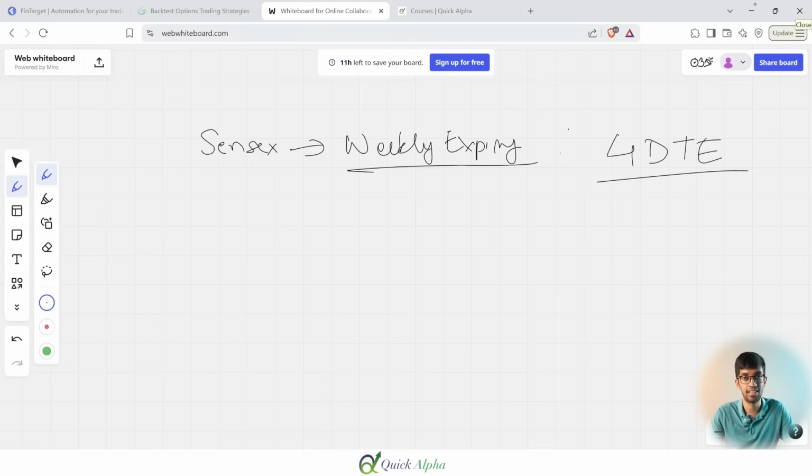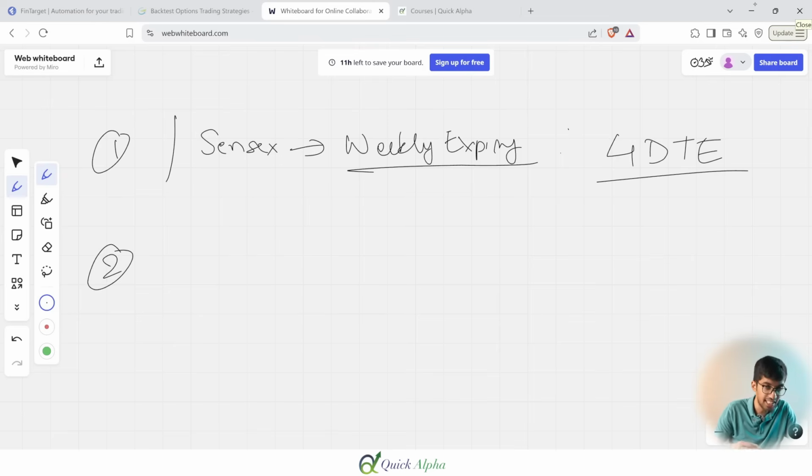Usually Sensex expires on Tuesday, which means we have to execute it on Wednesday. So Wednesday morning we are going to take this particular strategy. Again, on Wednesday, what should we exactly enter? This is going to be the next question.